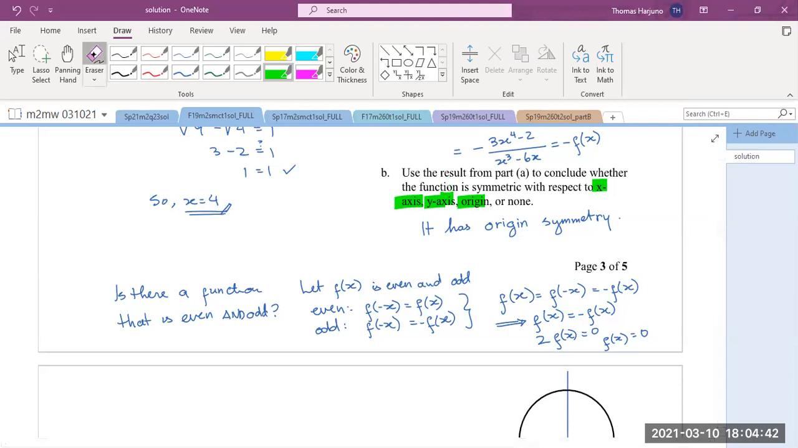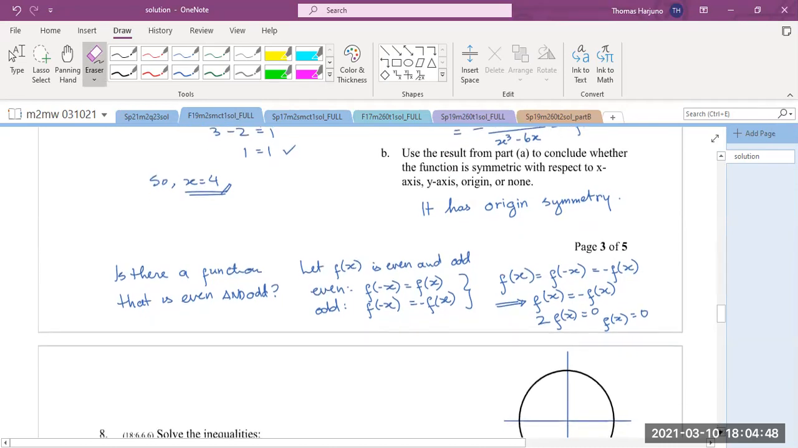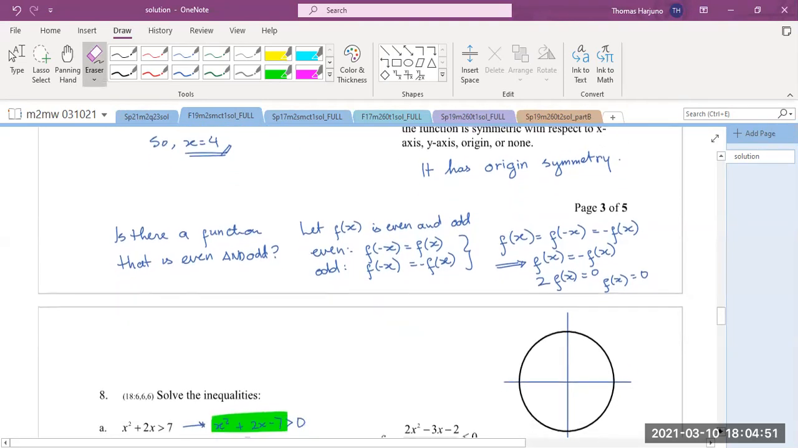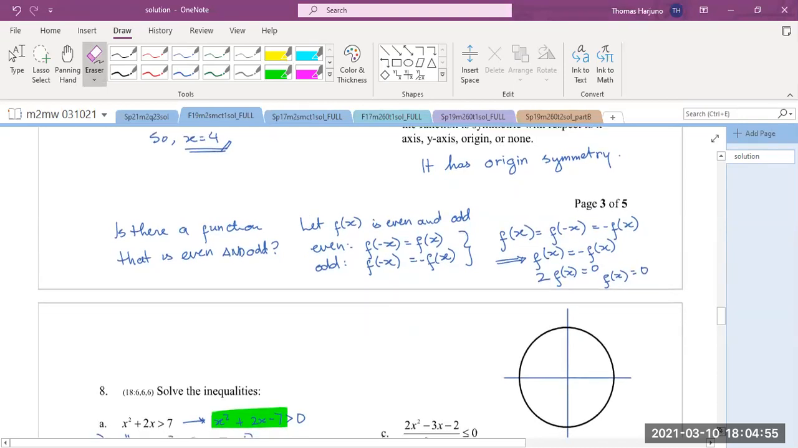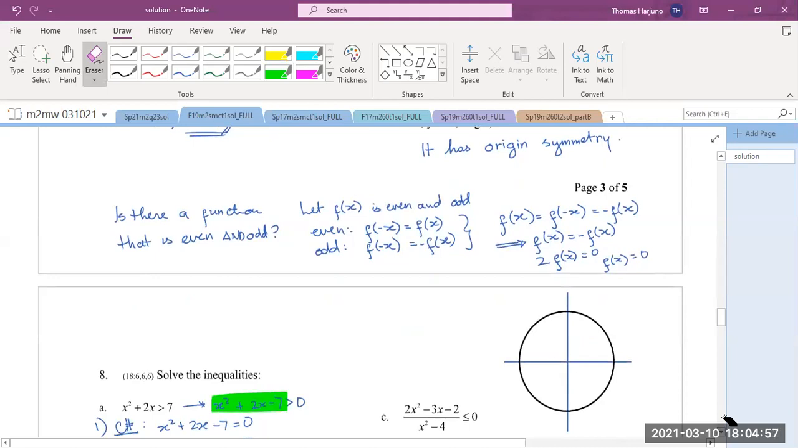So that circle, does it have x-axis symmetry? Yes. Y-axis symmetry? Yes. Origin symmetry? Yes. So why can't you call that even or odd? Well, the reason is even and odd are always in the context of a function. The thing is, a circle is not a function because it does not satisfy the vertical line test.